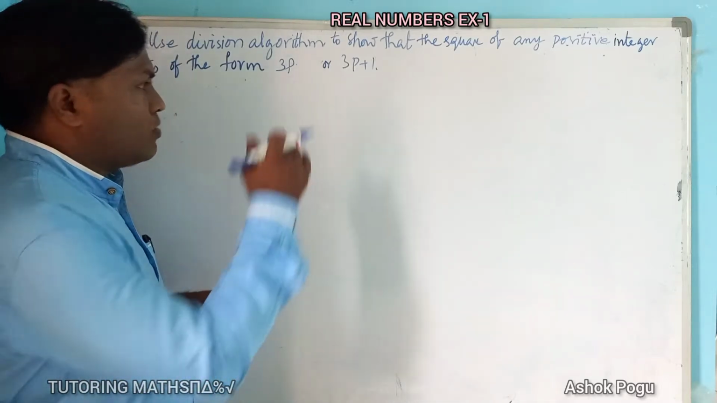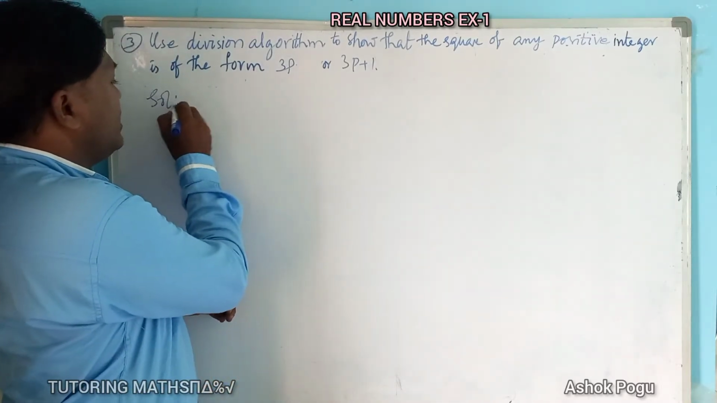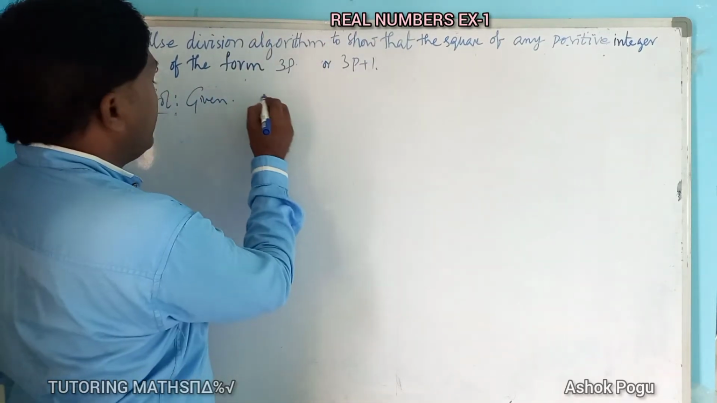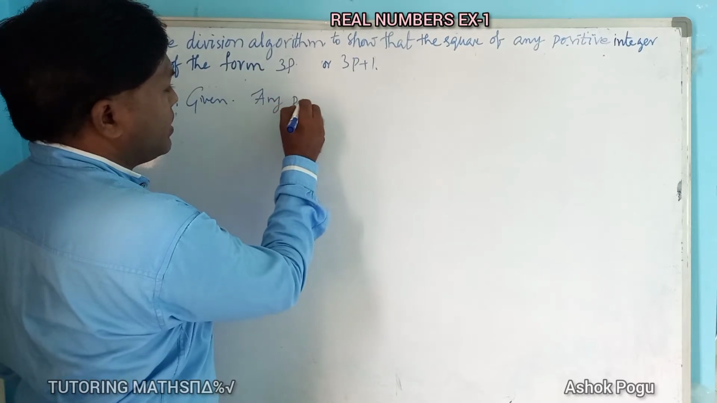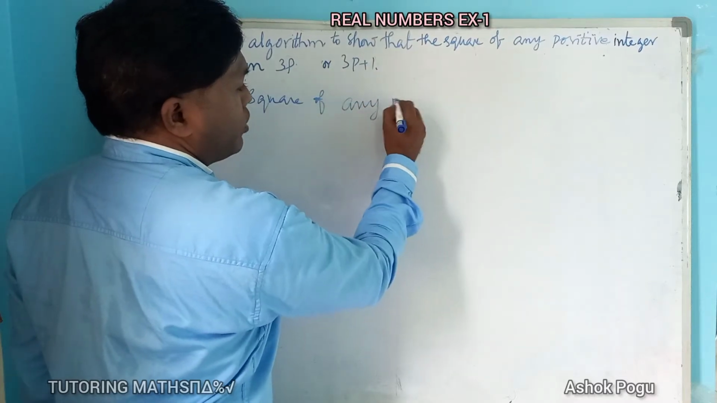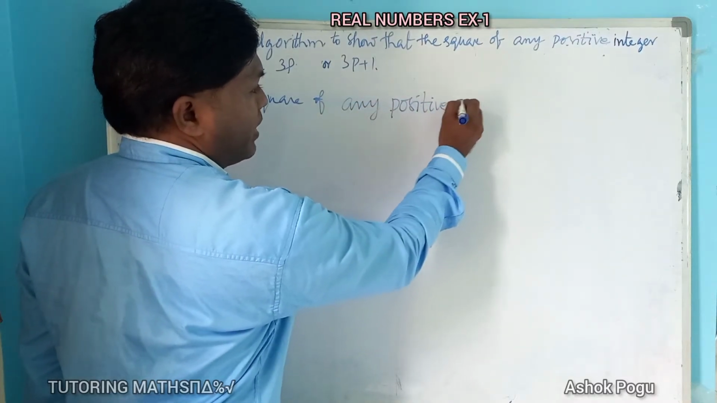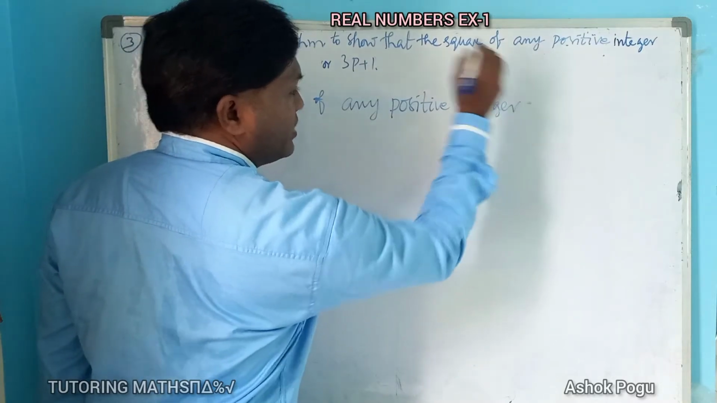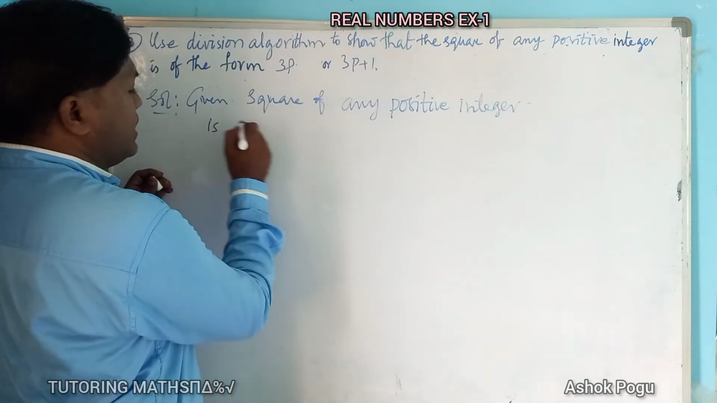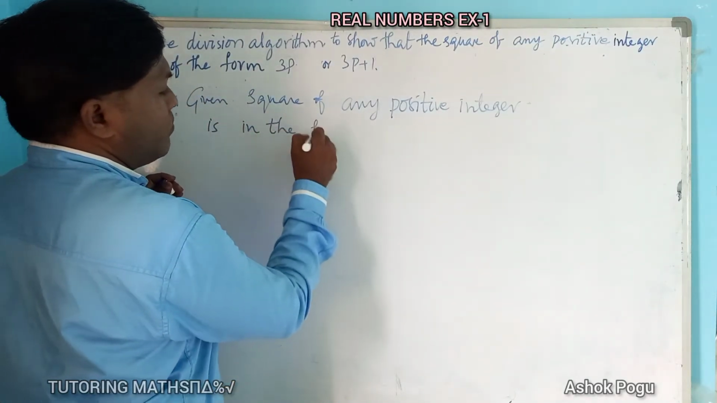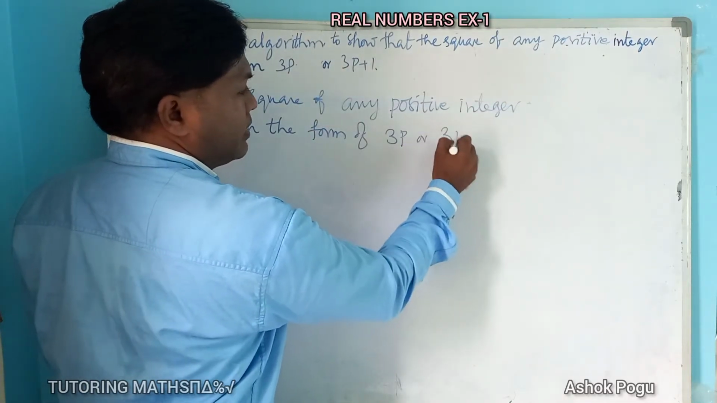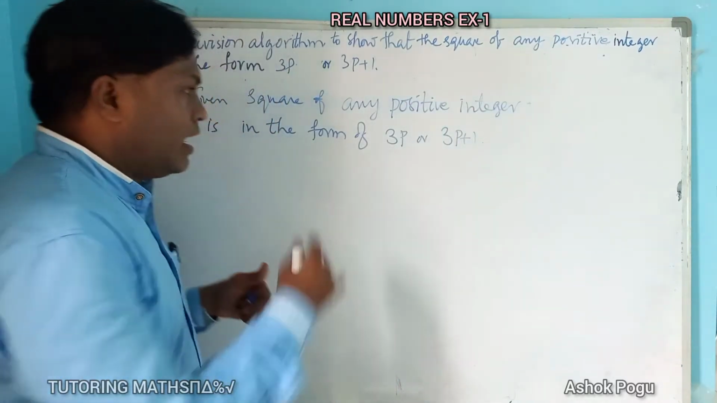So let us see, first of all, what is given. Let us see in the solution what is given. Given any positive integer, the square of any positive integer is in the form of 3p or 3p plus 1. So this is given. Let us prove.